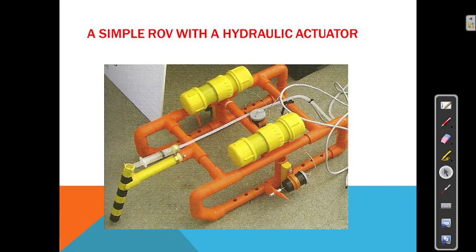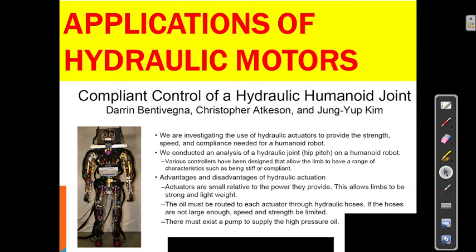This is the role of hydraulic actuators, and the application of hydraulic actuators is: we are investigating this hydraulic actuator to provide the strength, speed, and compliance needed for a human-made robot. We conduct an analysis of the hydraulic joint hip pitch of a humanoid robot. The advantage and disadvantage of these hydraulic actuators: the actuators are mainly small relative to the power they provide. This allows limbs to be strong and lightweight.